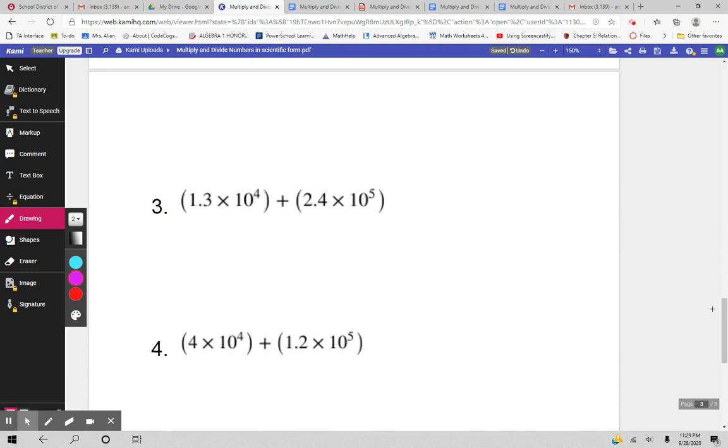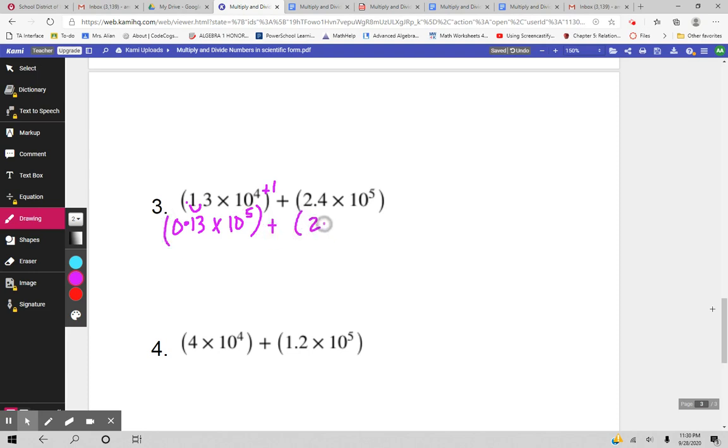All right. So this is the higher power. We're going to keep that. We want to increase this by 1, but I just made this bigger by a power of 10. I got to make this smaller by a power of 10. So the decimal is going to move over here. It's going to be 0.13. Let's put a 0 in front. Times 10. 4 plus 1 is 5.